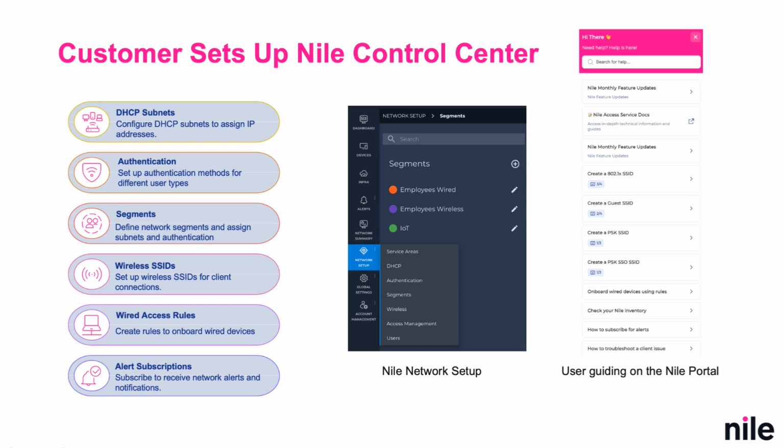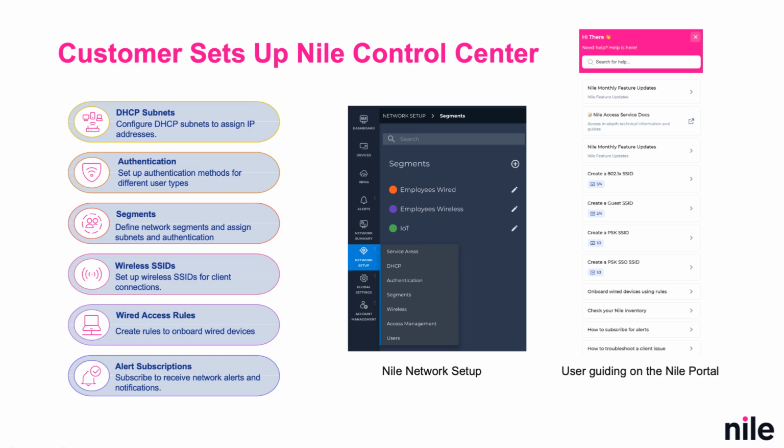You'll set up DHCP subnets here for your client devices, and those subnets will later be referenced when setting up segments. Next, set up authentication. This includes providing RADIUS server details for 802.1x-based authentication and setting up captive portals, either Nile-hosted or integrated with your own external portal.